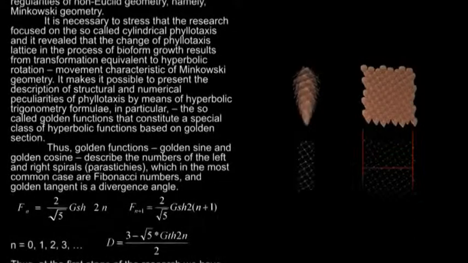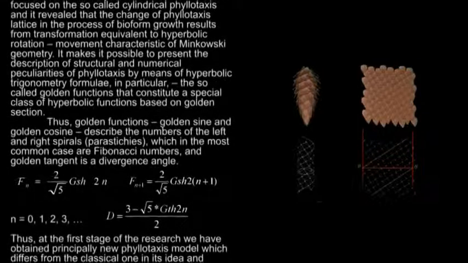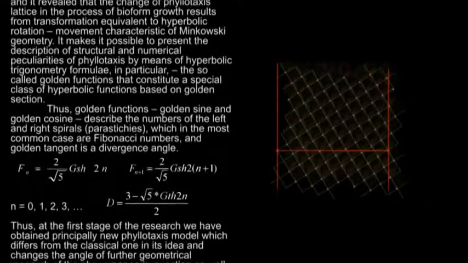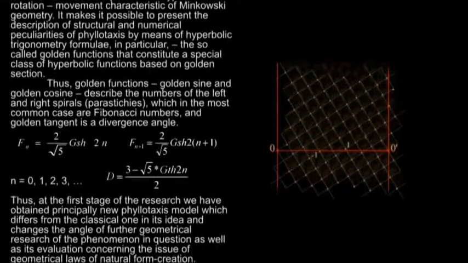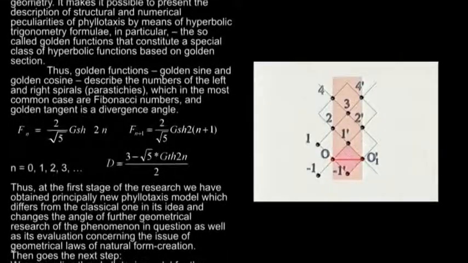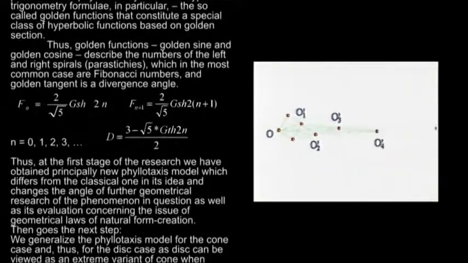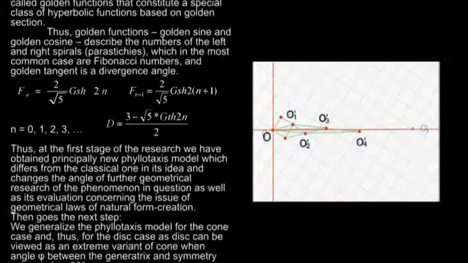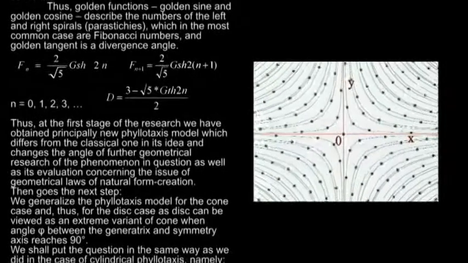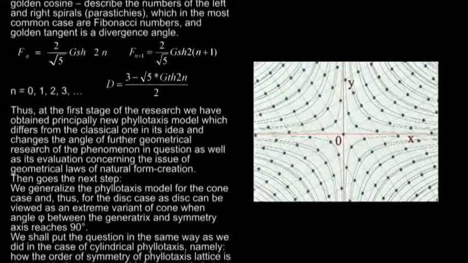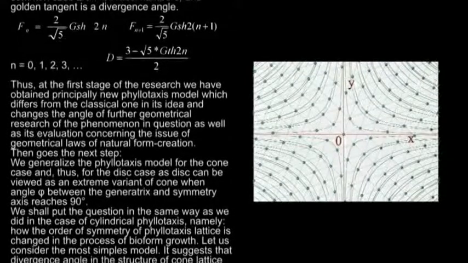Thus, golden functions, golden sine and golden cosine, describe the numbers of the left and right spirals, which in the most common case are Fibonacci numbers, and the golden tangent is the divergence angle. Thus, at the first stage of the research, we have obtained a principally new phyllotaxis model, which differs from the classical one in its idea and changes the angle of further geometrical research of the phenomenon in question, as well as its evaluation concerning the issue of geometrical laws of natural form creation.